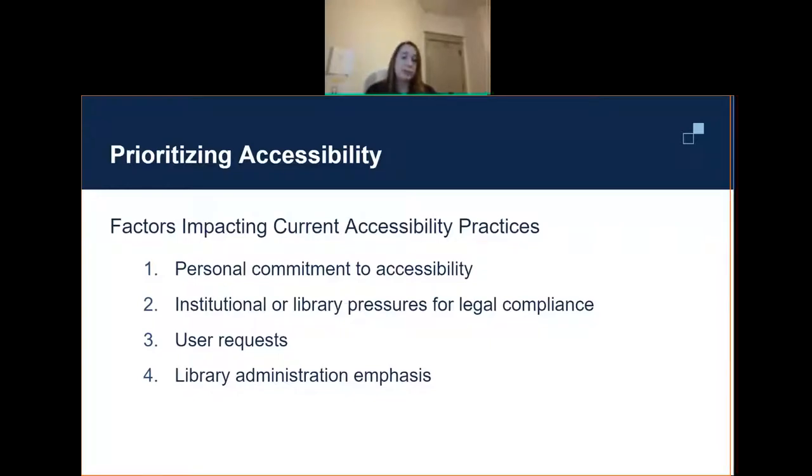Other top responses included institution or library pressure related to legal compliance, and requests from users for accessible content. And you could imagine those institutions that are getting 50 to 500 responses, that would be a big push to try to improve accessibility. And then finally, some people reported that their library just has an emphasis on accessibility, and so that was a reason why they were implementing some of the practices that they'd implemented.